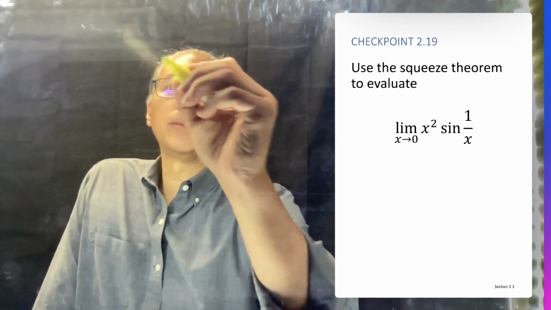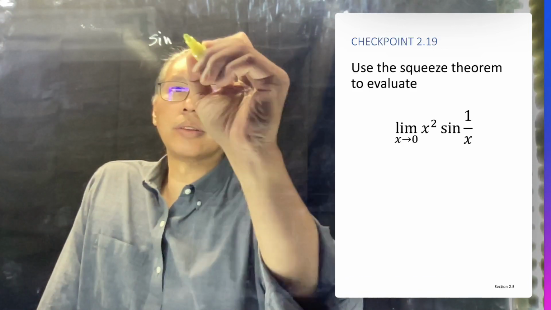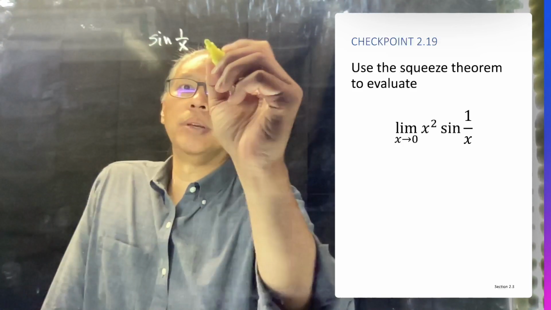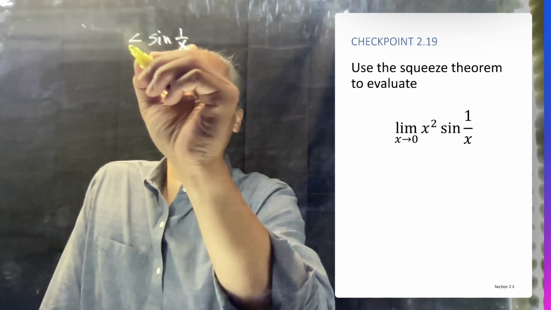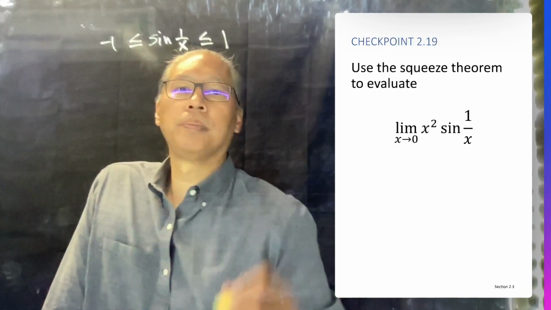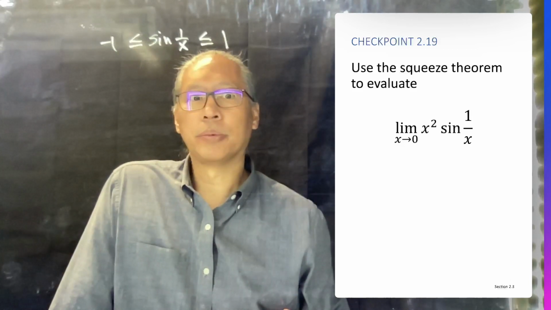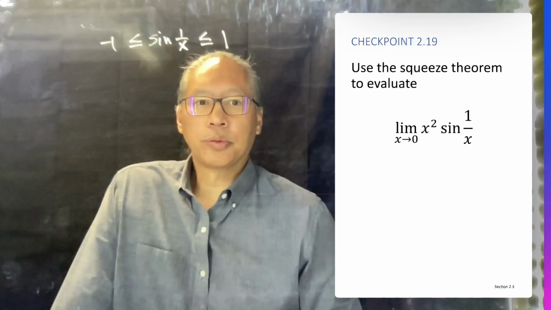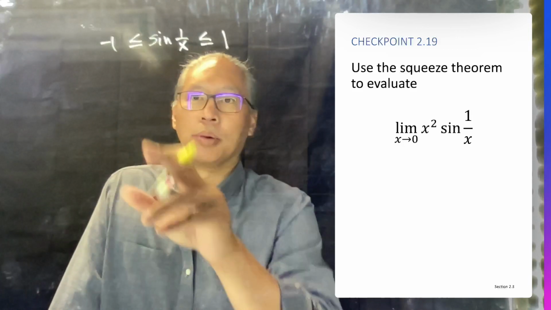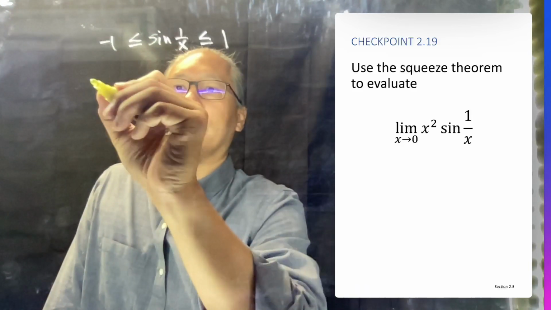We know that the sine function, regardless of what we put into the sine, the argument in there, is always going to be between -1 and +1. So that's our starting point for the squeeze theorem problems. And what we're going to do is multiply by x squared on, instead of saying both sides, there's actually 3 sides to this. So let's multiply everything by x squared.